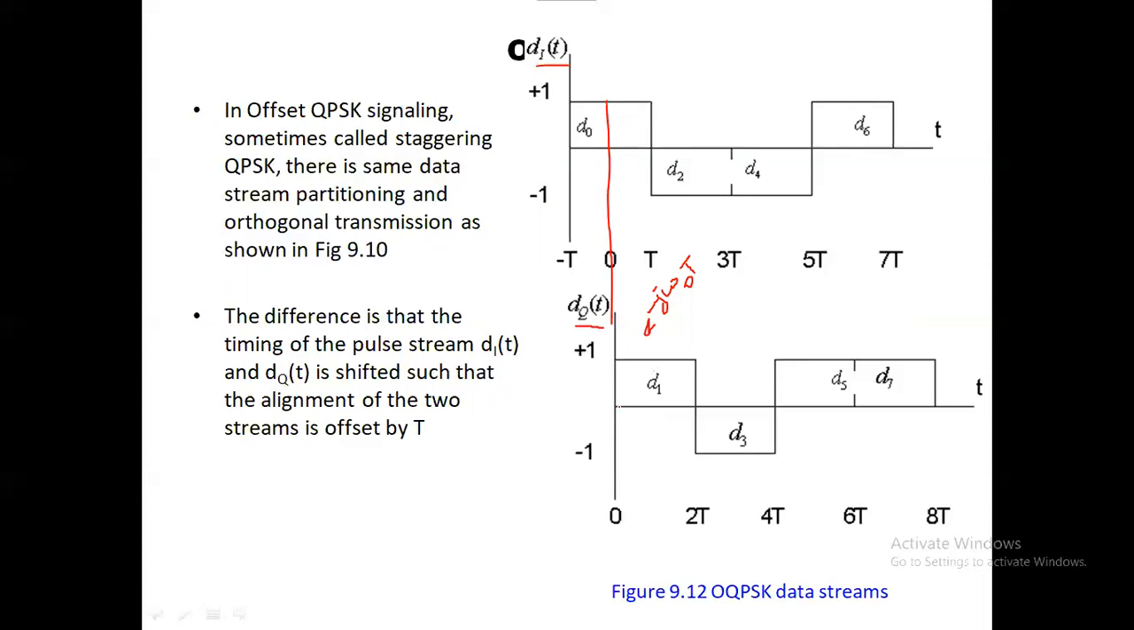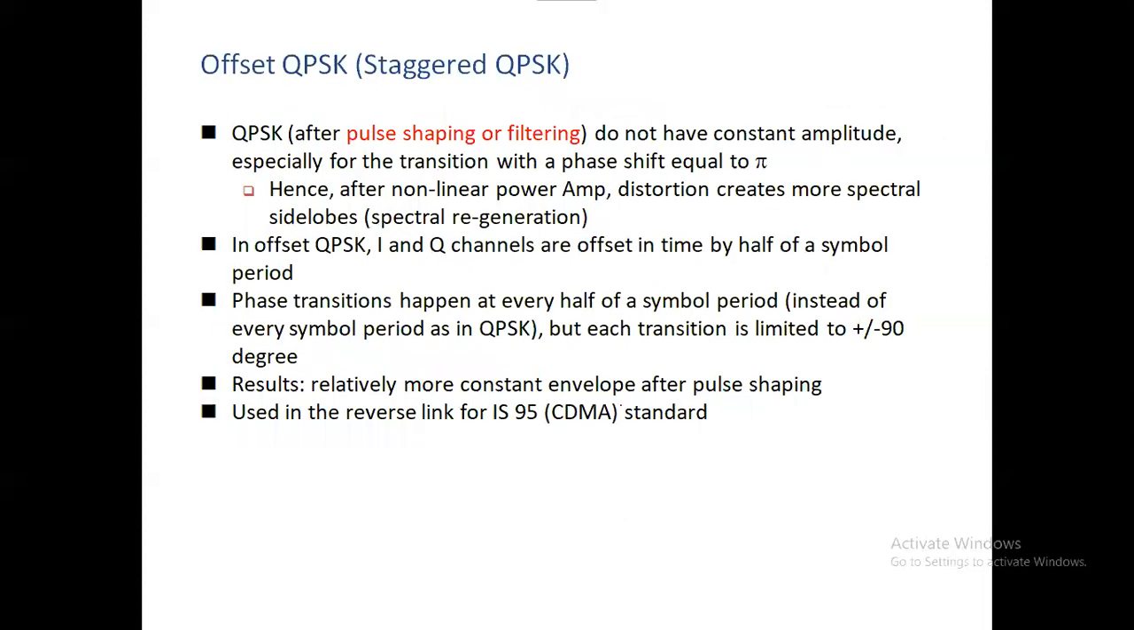So to avoid the phase shift of 180 degree, we have a phase shift of plus minus 90 degree in this, instead of the phase shift of pi in QPSK, which is 180 degree.